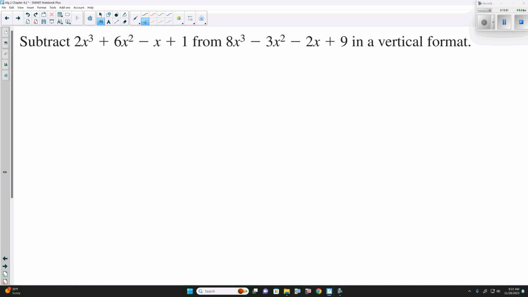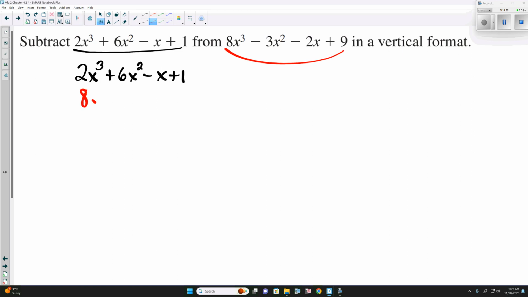When we subtract two terms, whichever one they list first, we're going to subtract 2x cubed plus 6x squared minus x plus 1 from 8x cubed minus 3x squared minus 2x plus 9 in a vertical form. Whichever one comes first is the one that goes on top when we do vertically. So our 2x cubed plus 6x squared minus x plus 1 would come first, leaving our 8x cubed minus 3x squared minus 2x plus 9 second.